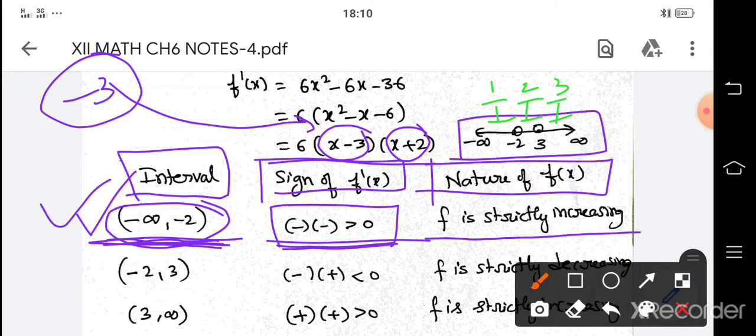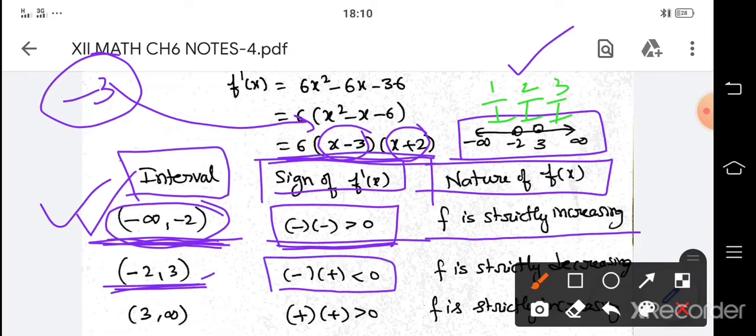So the next interval is minus 2 comma 3. Between minus 2 and 3, 0 is there. Substitute 0 in this: negative into positive will come. Where do we substitute 0? In this only again. Negative into positive is negative. So f is strictly decreasing.